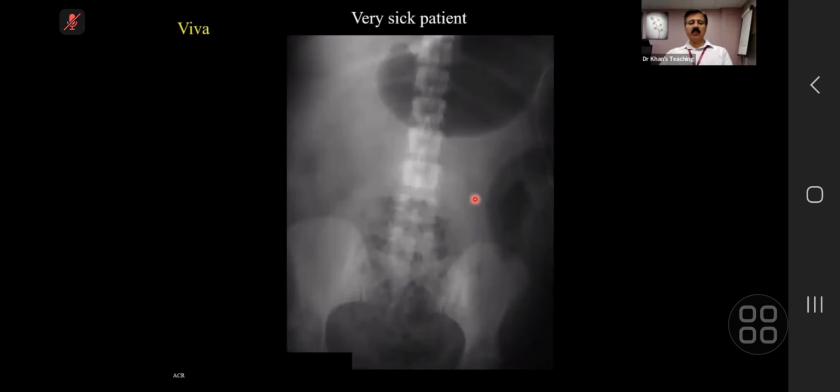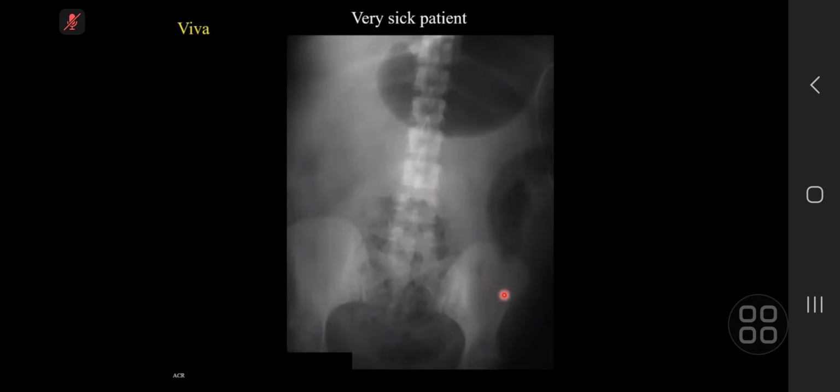Okay, this patient is similar, but which organ are you worried about? So I'm worried about the bladder. Okay, anything else comes to your mind? So, bladder, the other thing could be the rectum. Anything else?